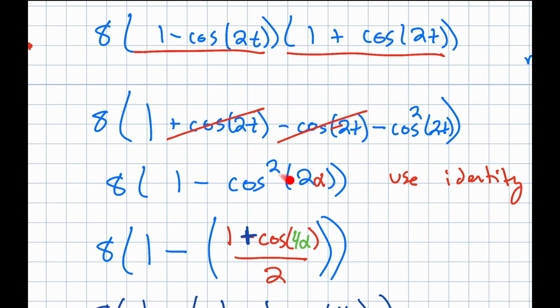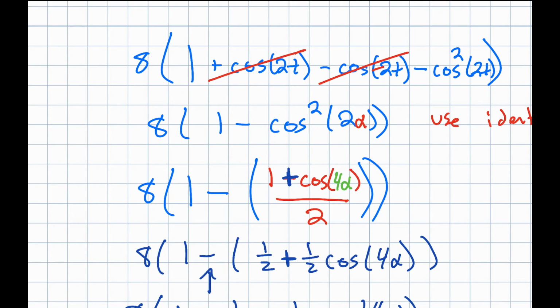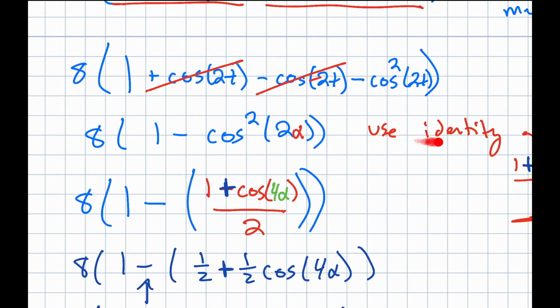8, 1 minus cosine squared 2 alpha. You multiply this 8 through, actually, I guess you don't. 8, 1 minus cosine squared 2 alpha, but this is a cosine squared again. You're not allowed to have a cosine squared. You need to use the identity again. So you look up the identity for cosine squared. Here it is, right? Just like every time we've done this, the angle doubles. So 2 alpha to 4 alpha when you apply this identity.